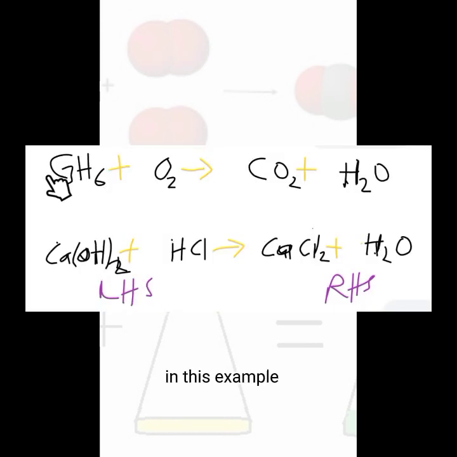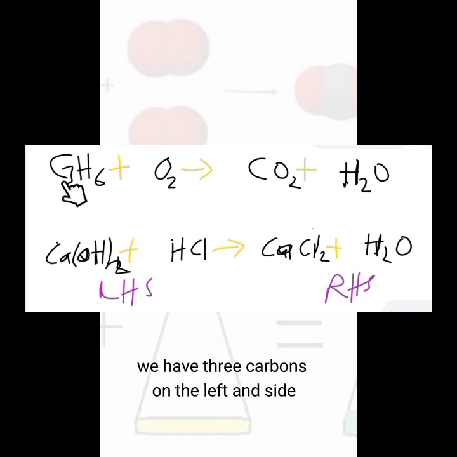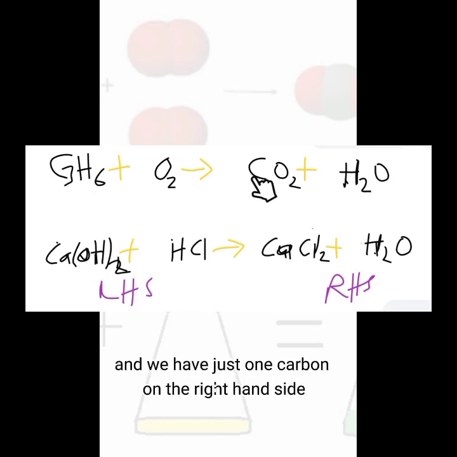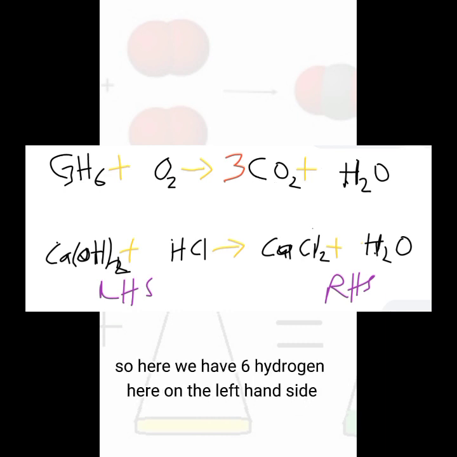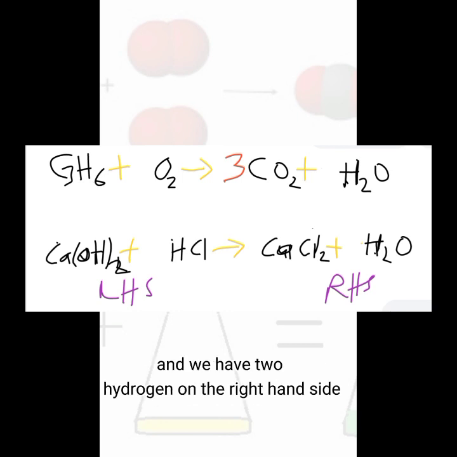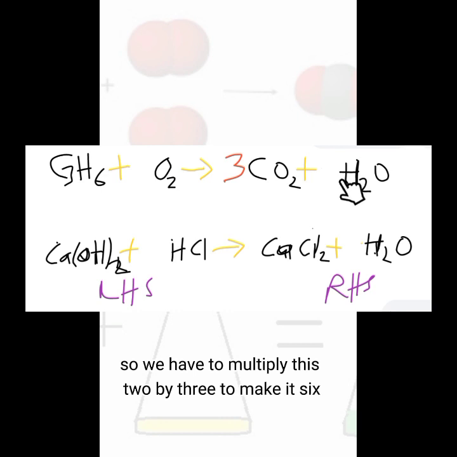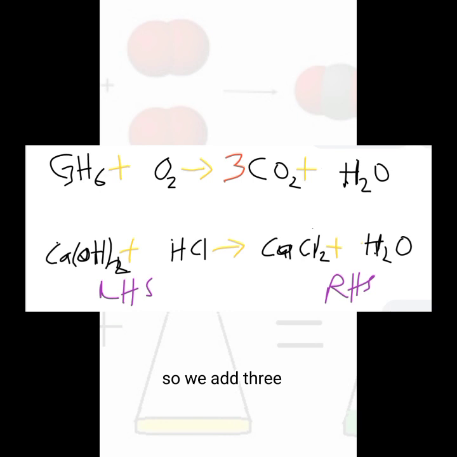In this example, we have 3 carbons on the left hand side and we have just 1 carbon on the right hand side. So we can simply add 3 to this side to make it 3 carbon on both sides. So here we have 6 hydrogen on the left hand side and we have 2 hydrogen on the right hand side. So we have to multiply these 2 by 3 to make it 6, just like this one. So we add 3 here making 6.